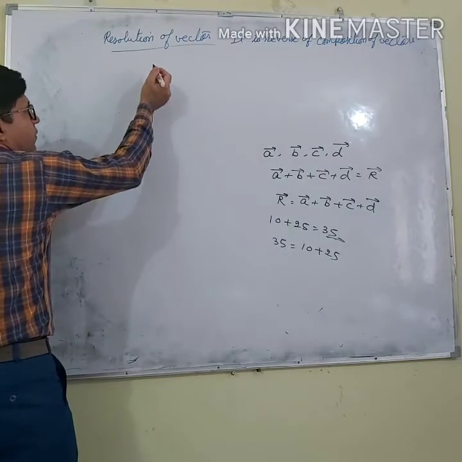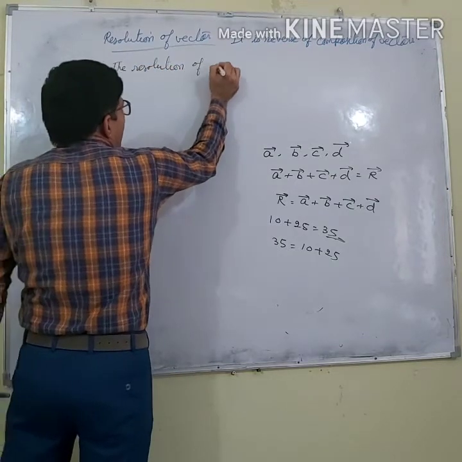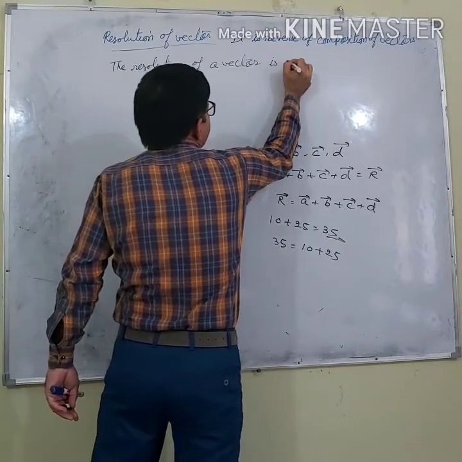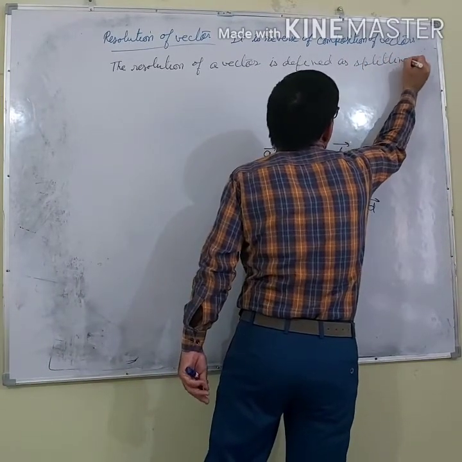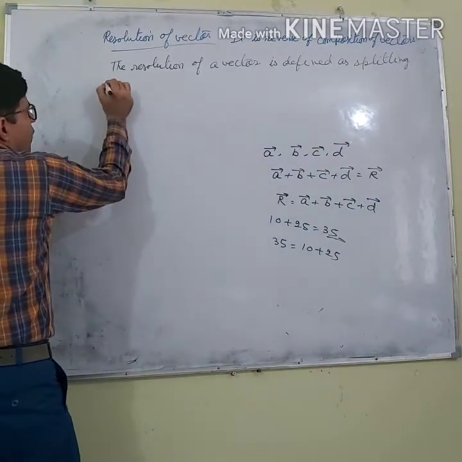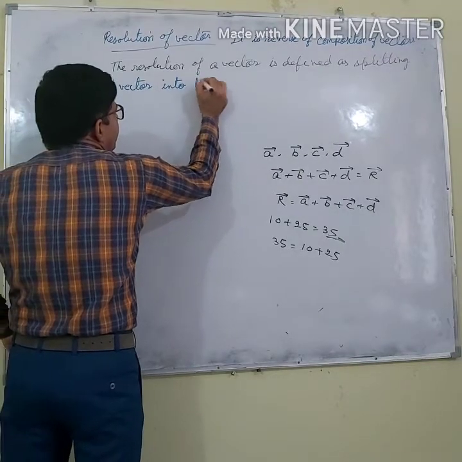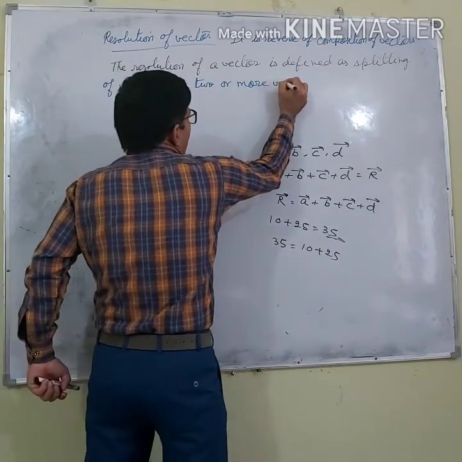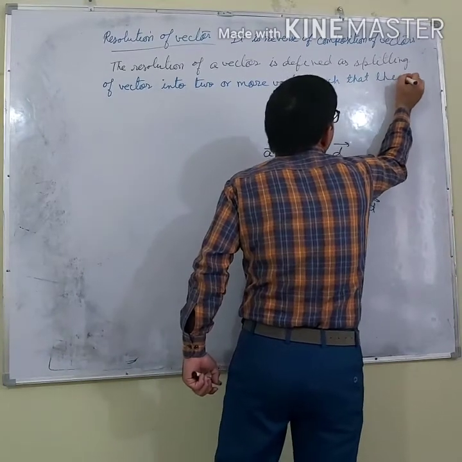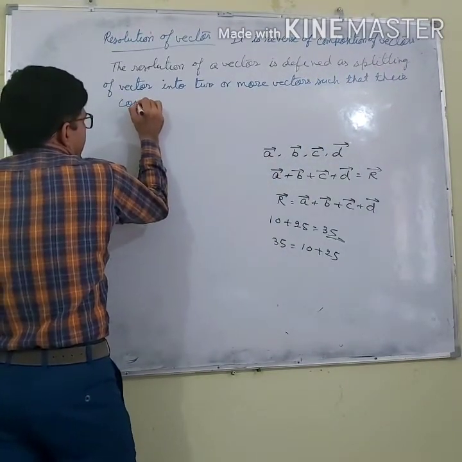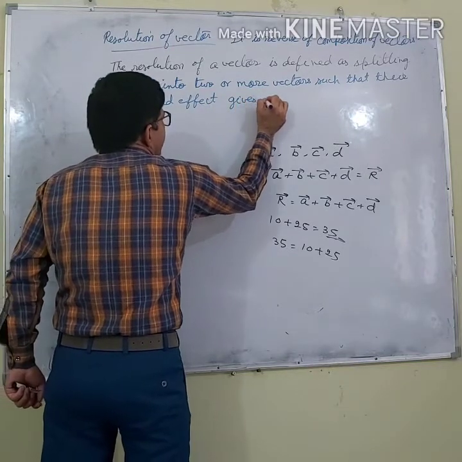So the resolution of a vector is defined as splitting of a vector into two or more vectors such that their combined effect gives the vector.